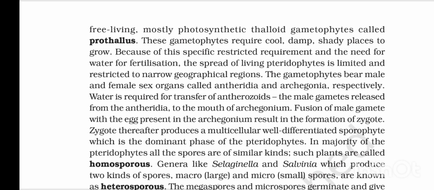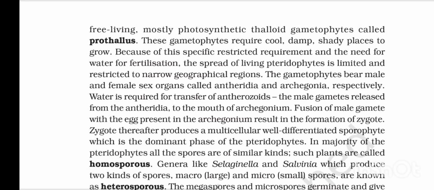The gametophytes bear male and female sex organs called antheridia and archegonia respectively. Water is required for transfer of antherozoids, the male gametes released from the antheridia, to the mouth of the archegonium. Fusion of the male gamete with the egg present in the archegonium results in the formation of the zygote. The zygote thereafter produces a multicellular, well-differentiated sporophyte, which is the dominant phase of the pteridophytes.